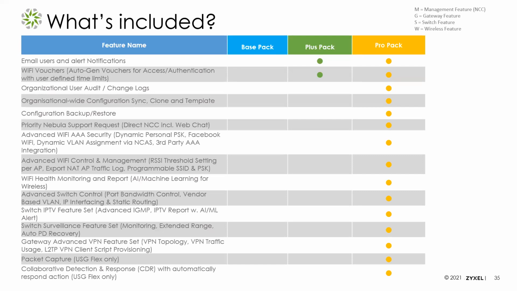And then Pro Pack exclusive features, we have an audit log for being able to track when configuration changes were made. The ability to back up and restore switch configurations, the ability to use organization-wide templates, the ability to clone customers to new customers, that all requires Pro Pack. The Wi-Fi health monitoring and that AI I was talking about, that requires Pro Pack. If you're using the 1350 series of switches, the advanced surveillance features, those require Pro Pack. And to be able to do packet capture from a USG Flex, that requires Pro Pack.